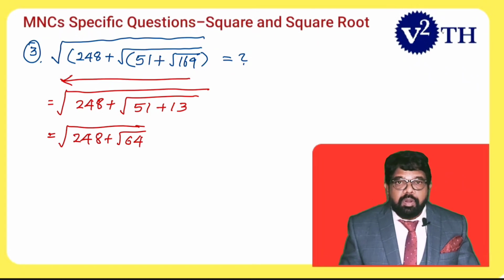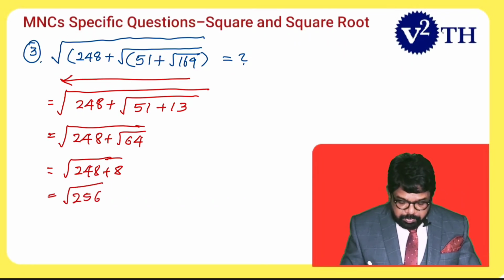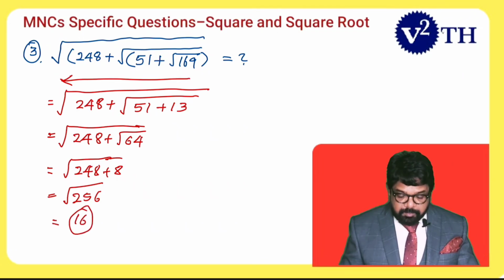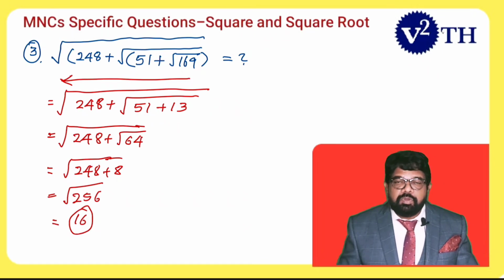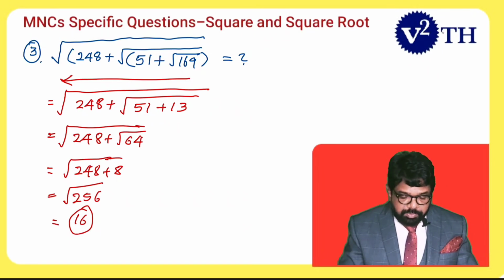Now square root of 248 plus root 64. Understood all of you? Root 64, we know 8 square is 64, square and root get cancelled, so root 64 is 8. So square root of 248 plus 8 is root of 256. Root of 256 is 16, since 16 square is 256. So the answer is 16. All these are previous MNC companies' questions. Understood all of you?